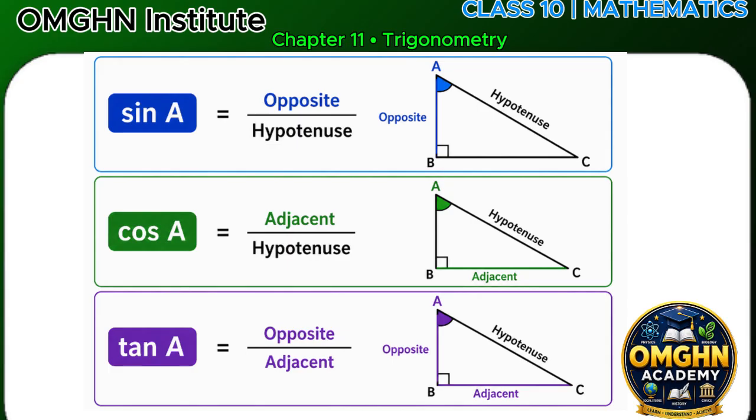Most importantly, don't just memorize these formulas. First, identify the angle. Then identify the opposite side. Then identify the adjacent side. And finally, identify the hypotenuse. If you follow these 4 steps, trigonometry becomes much easier.